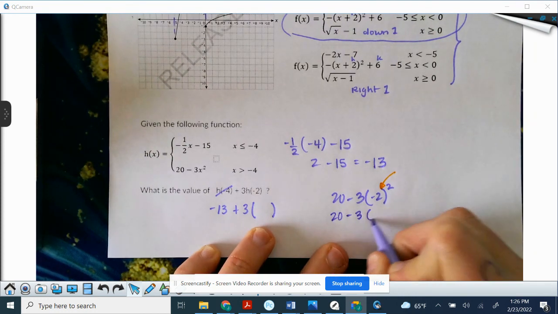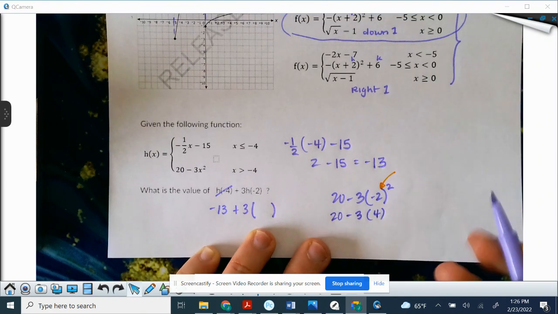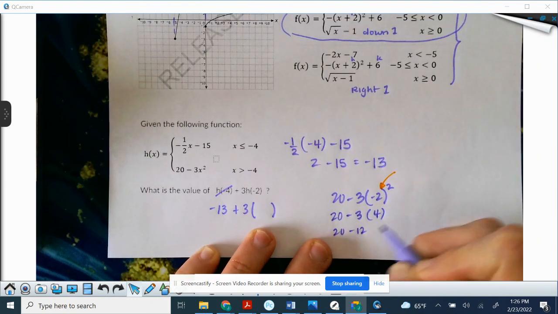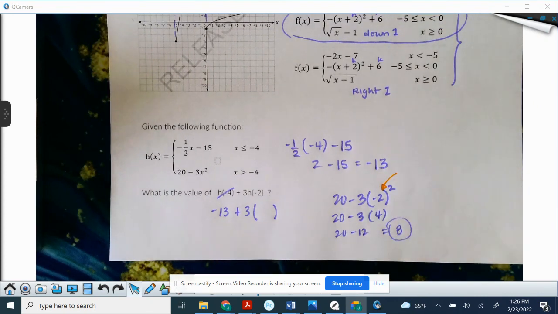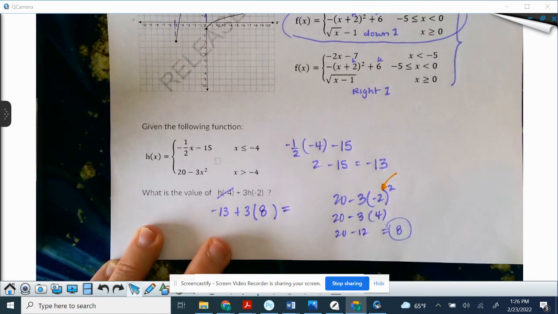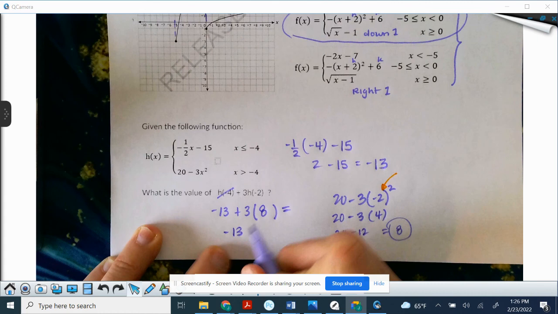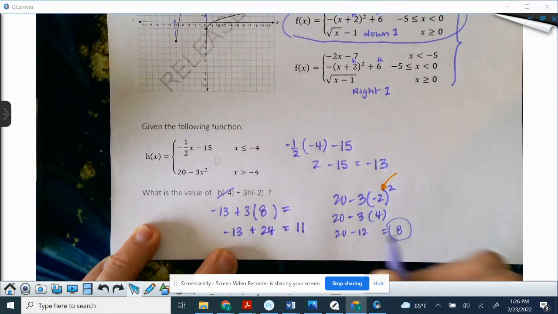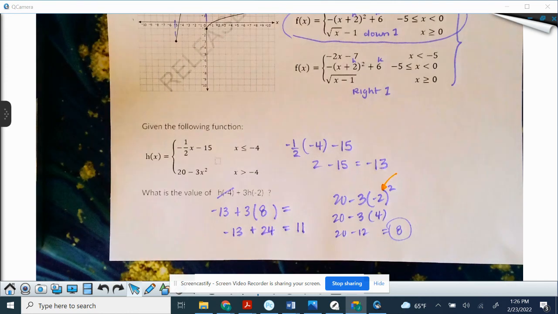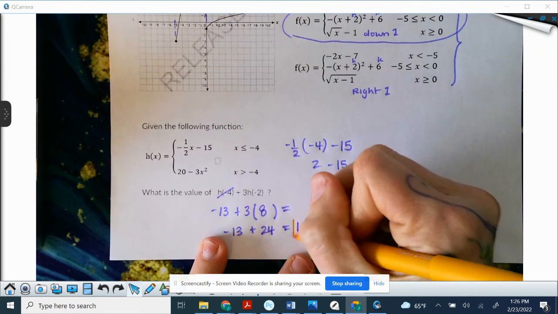It's going to be a +4. 3 times +4, so I have 20 minus 12 should give me 8. And that 8 goes in here. -13 plus 24 gives me a +11. So the actual answer to the question is +11.